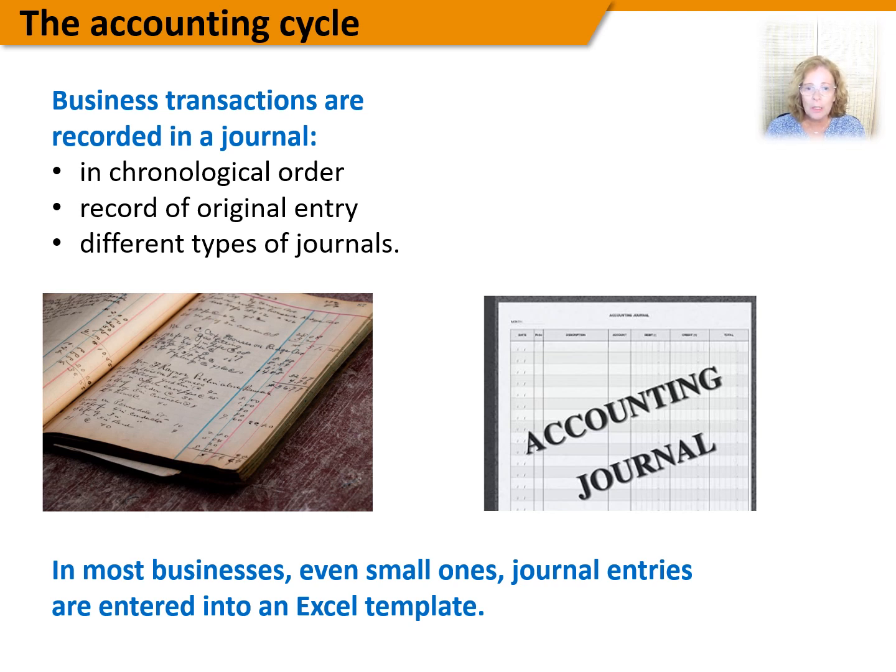The general journal lists transactions in chronological order, that is, in the order in which they occur. The journal is sometimes called the record of original entry because it's where transactions are first entered in the accounting records. There are different types of journals, but our focus will be on the general journal. So now let's look at one of those Excel templates that I just mentioned.